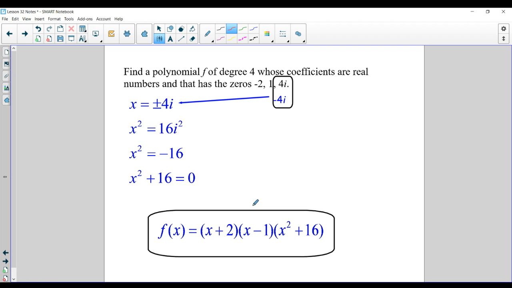You could multiply it out further if you wanted to, but this meets the requirements so that I have real numbers in my answer. Okay, I prefer you don't multiply it out because it's just going to waste time and you could possibly do that wrong, but I guess technically you could if you wanted to. This would just be what we would consider factored form.